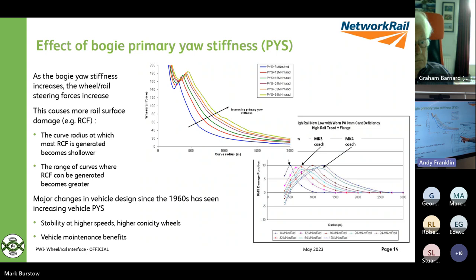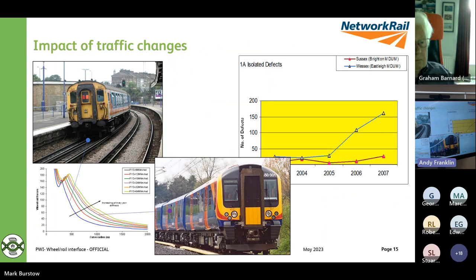What we can see here is those forces translated into a measure of the amount of fatigue damage which is done on the head of the rail. And as we stiffen up the suspension, each of these curves moves this way. On the stiffest vehicles, you end up being able to generate damage on a very wide range of curves, right out to 2,000 metre, 2,500-metre radius. Whereas on the old vehicles, which had much softer suspensions and P1 wheel profiles, you only get damage on the very tight radius curves. So you're actually making things a lot worse by stiffening up those suspensions. And a good example of that is what happened on Wessex in the early 2000s.